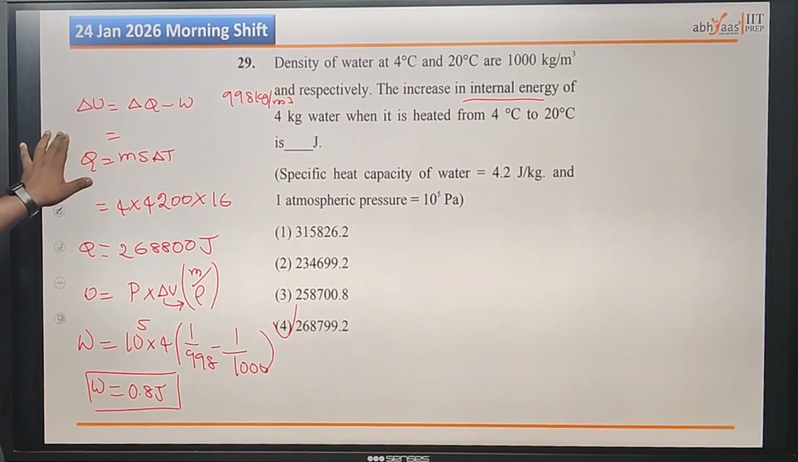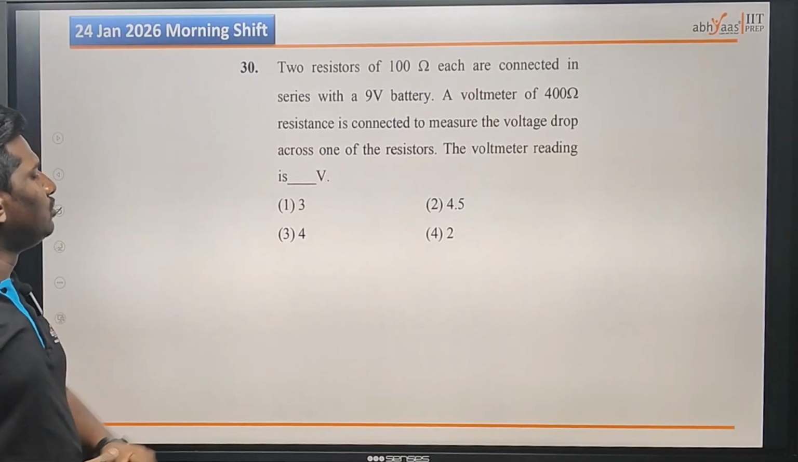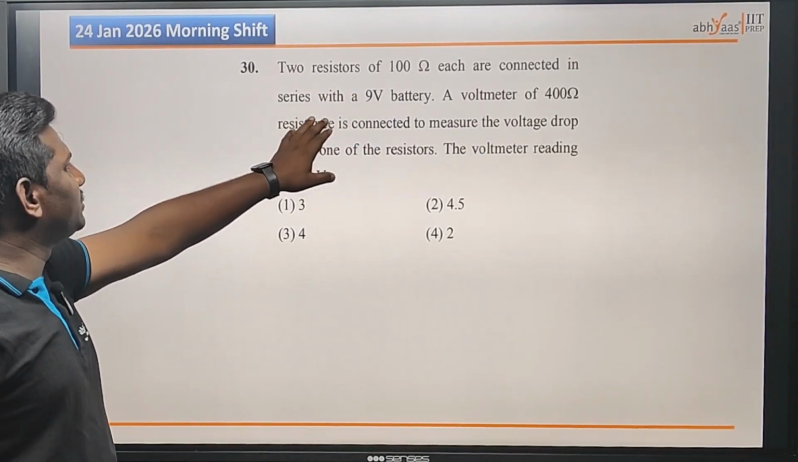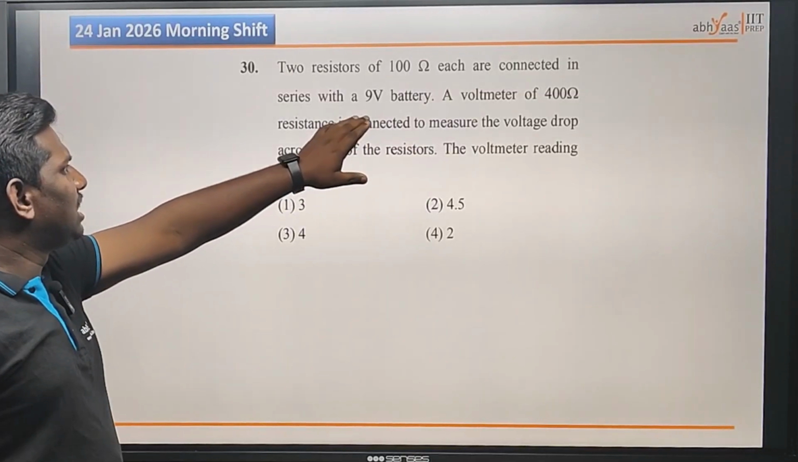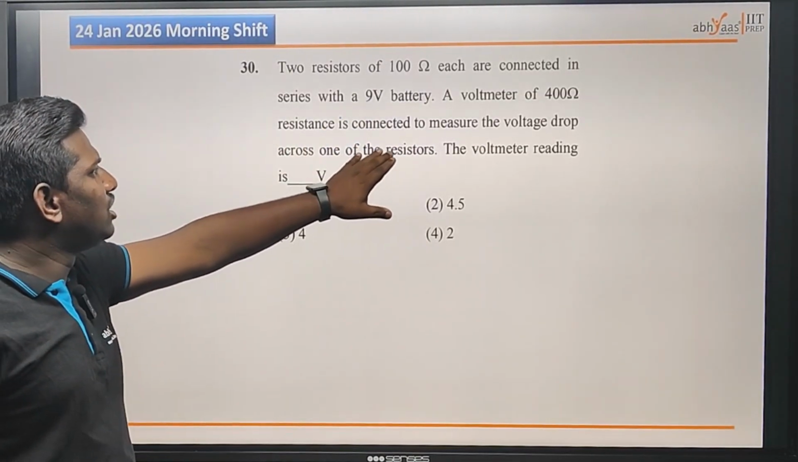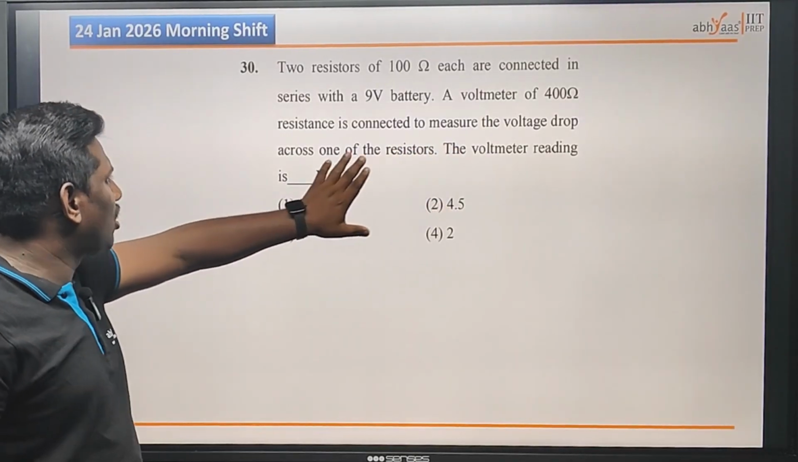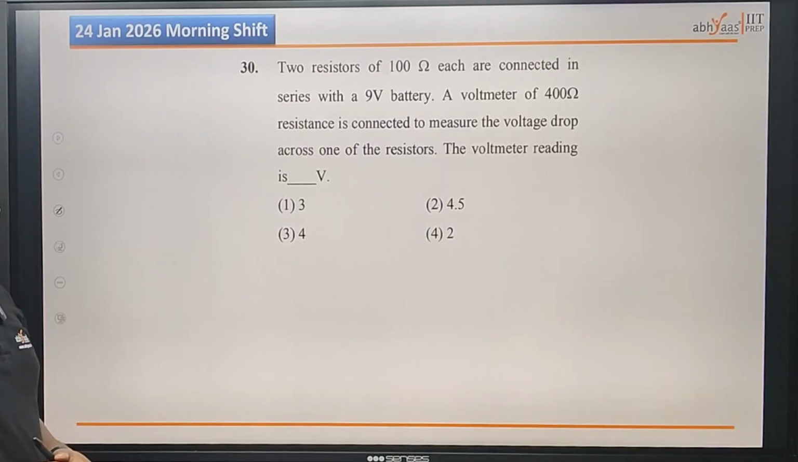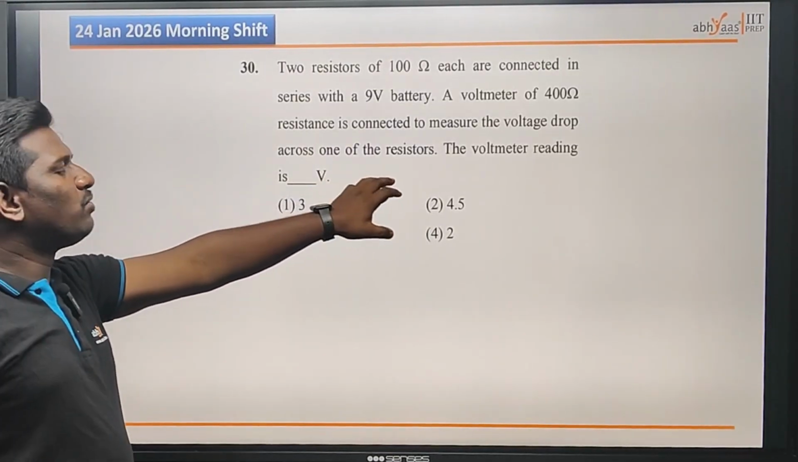Next question, see here. Two resistors of 100 ohm each are connected in series with a 9 volt battery. A voltmeter of 400 ohm resistance is connected to measure the voltage drop across one of the resistors. What is the voltmeter reading? They are asking for the voltmeter reading.